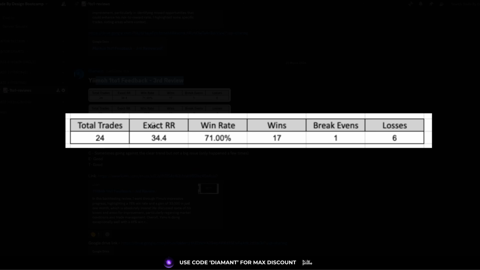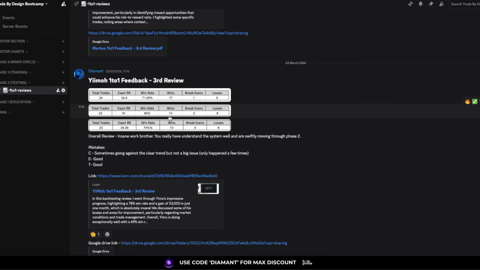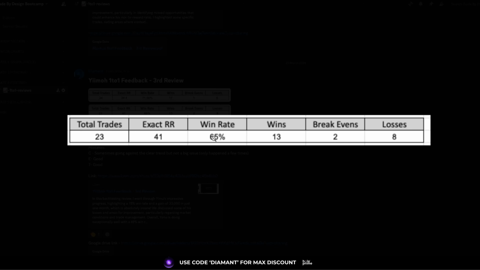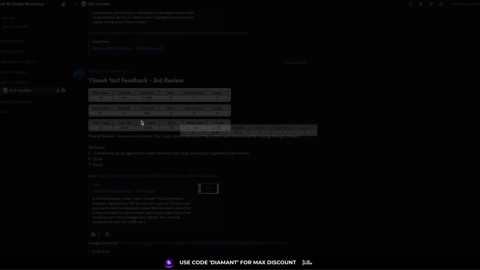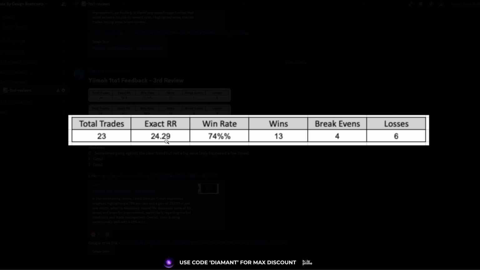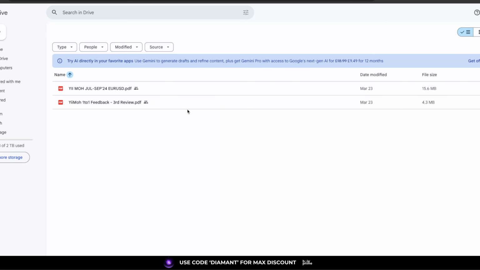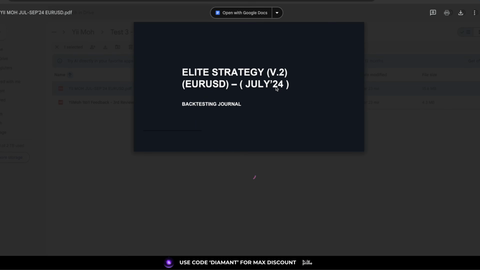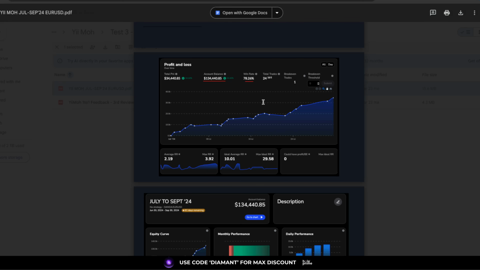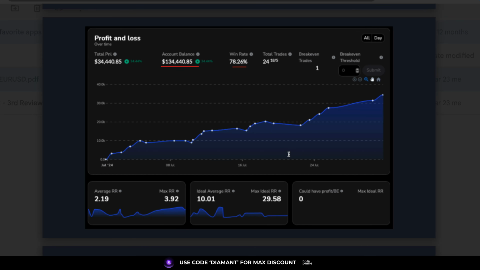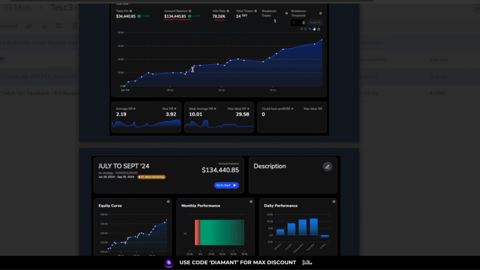Yimu, on the other hand, has a 71% win rate with a 34 risk to reward per month. 13 wins, 65% win rate, 41 risk to reward per month. 74% win rate, 24 risk to reward per month. And by the way, every single thing that he's done is completely tracked, even the results and everything like that. Let me just show you his exact results over here. As you can see, this one over here is only for the month of July. A 78% win rate with a 34% return on all of that.